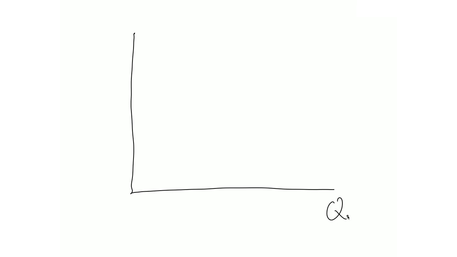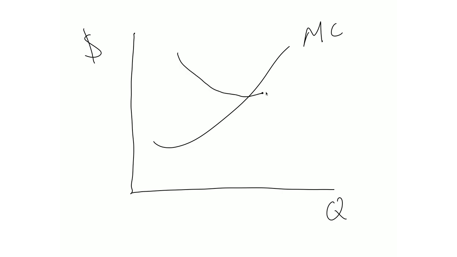One's going to be the quantity, and one's going to be the price, so I'll just put dollars up there for that, for either the price or the cost. So I'll do my marginal cost curve as usual. I'll do the average total cost curve as usual, and then I'll stick in the average variable costs as well.